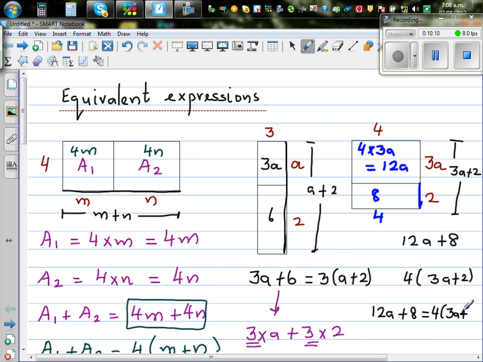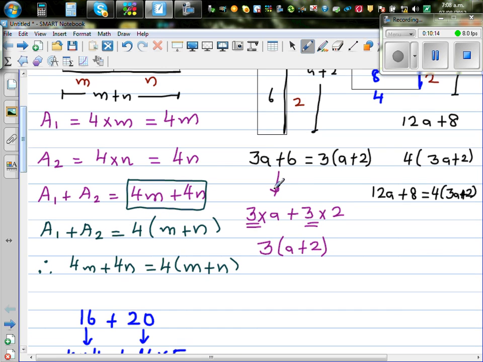Let's write this in a different way. If you don't have this diagram, how would you do this? So let me do it here. 12a plus 8, what is the common factor here? 12a plus 8 is the same as 4 times 3a plus 4 times 2. So you can factor out the 4, so you have 4 times (3a plus 2).